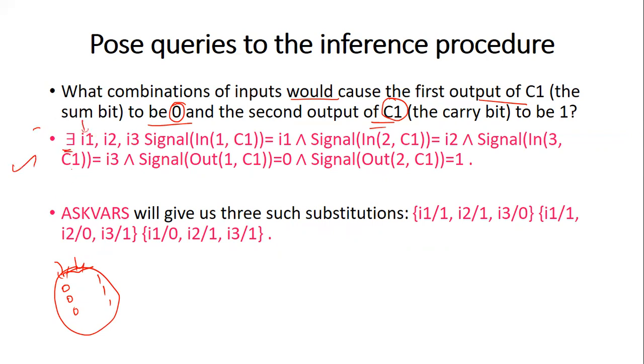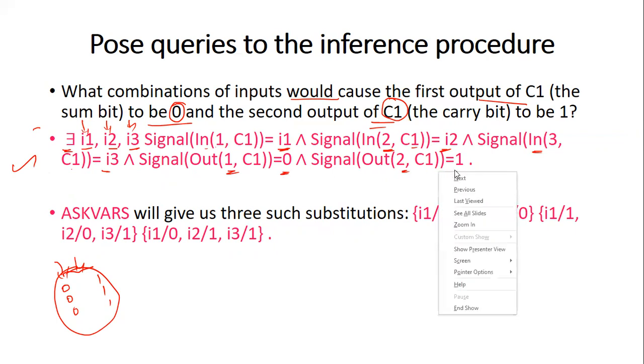There exists I1, I2, I3, input 1, input 2, input 3, such that the first input to C1 is equal to I1, the second input to C1 is I2, and the third input to C1 is I3. Okay, and the first output of C1 is 0 and the second output of C1 is 1, because we want the first output to be 0 and the second output to be 1. So for what values of input you will get this output, like that we can ask.